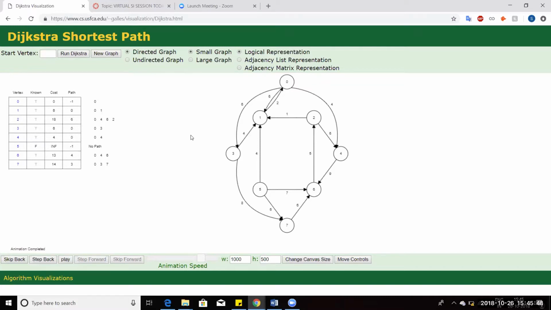But this brings me to a thought: what would happen if we had negative weights? If these arrows had negative weights. What if this 6 was minus 6? What if this 1 was minus 1? What if this 2 was minus 2 and we were in a cycle? Would we keep on decreasing the cost we take from 0 to 1 by minus 2 every time? So what do you think about this?